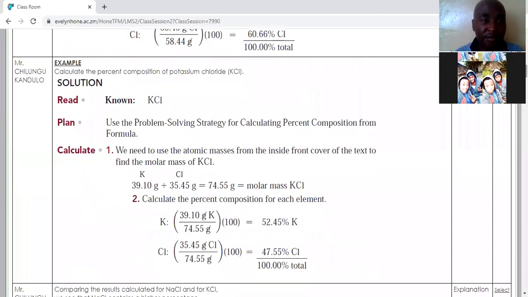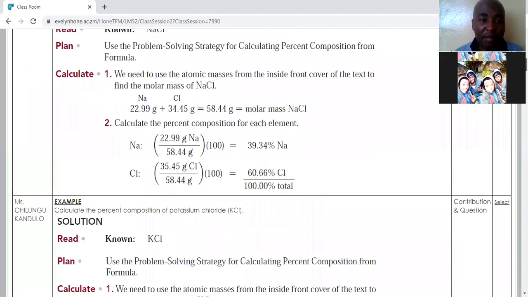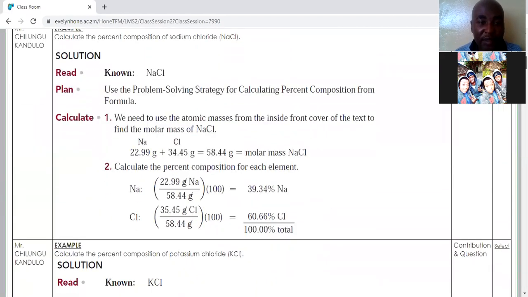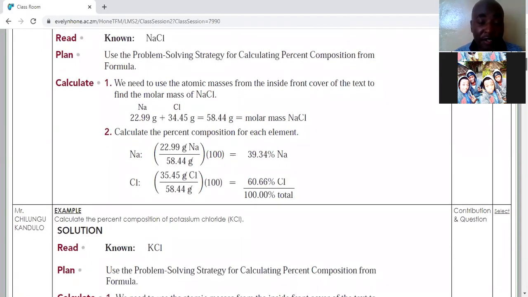For the second one, calculate the percent composition of potassium chloride. You do the same. Potassium is 39.1 grams. Then the chloride ion has the same mass. Those are the percentages. Now the statement is that when you look at these two molar masses, if you have one more of this and one more of that, it means you also have one more chlorine, except the masses of the other components are the ones that are tilting the percent by mass differently.